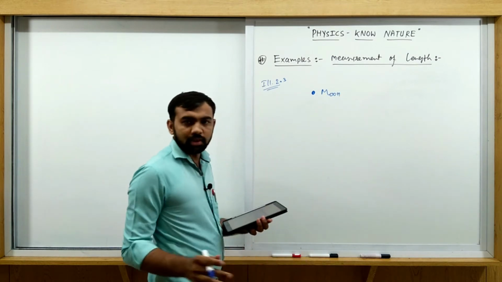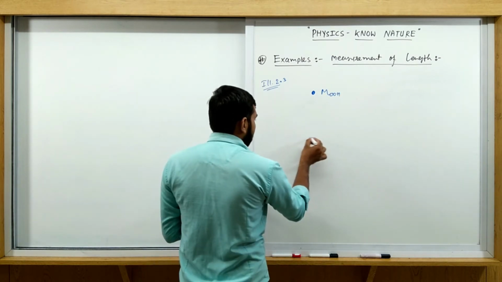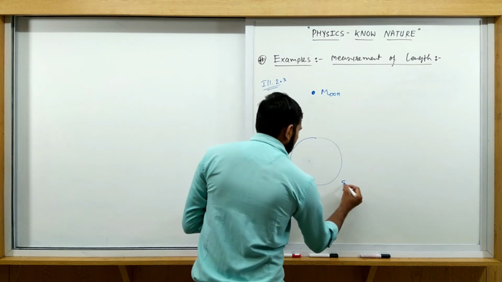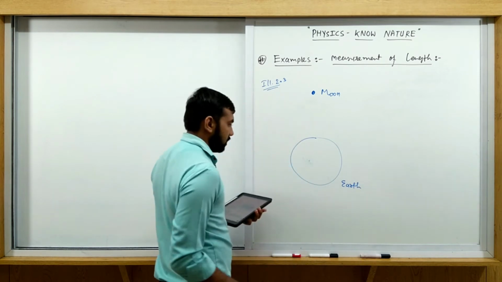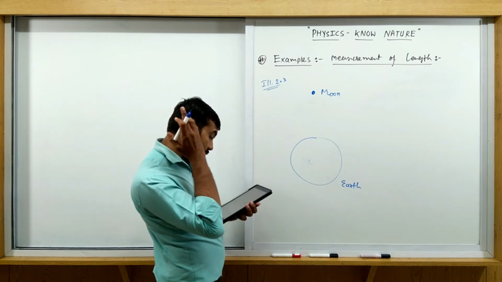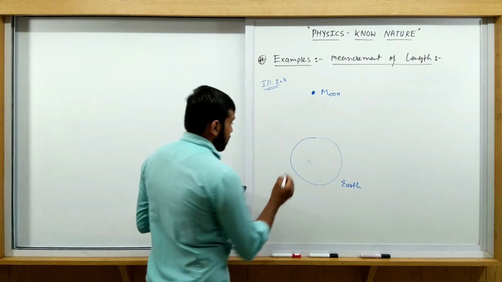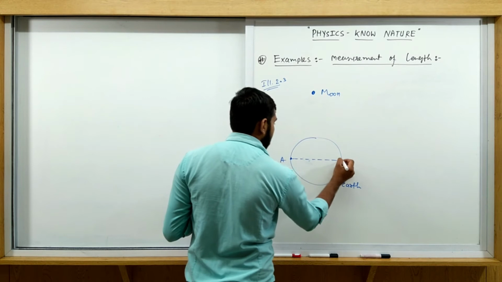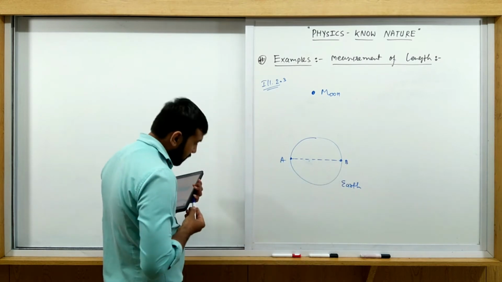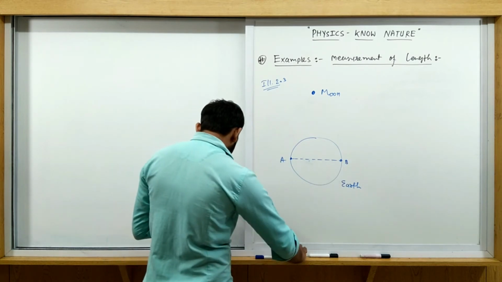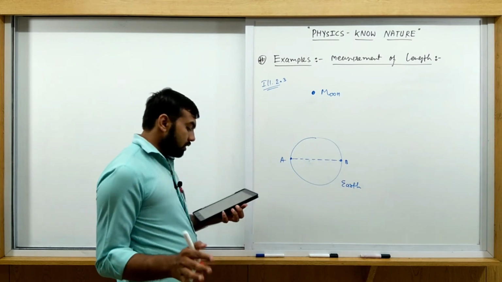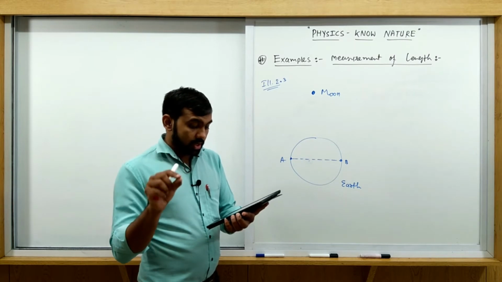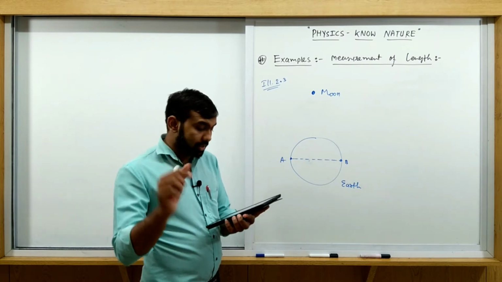Suppose we consider the moon, and somewhere here is the earth. This is the earth. The moon is observed from diametrically opposite points, which means this point is A and this point is B. The angle theta is subtended at the moon. Again, underline this: theta is subtended at the moon.